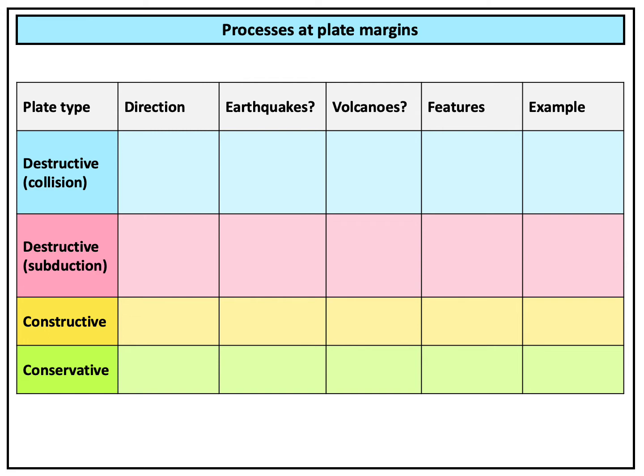Are they moving towards each other, away from each other, or are they moving alongside each other? Next one, do you get earthquakes at this plate margin? Do you get volcanoes at this plate margin? Can you name any specific features that you might find here? And can you name an example of somewhere in the world that this is found?